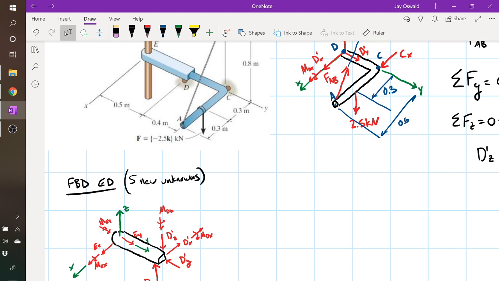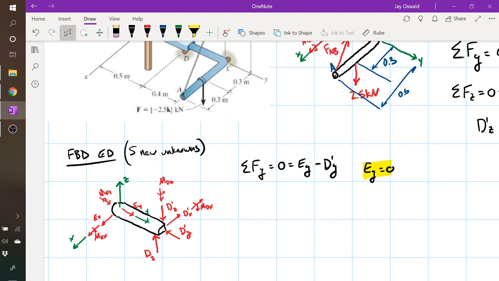Well, you know that EY has to be 0, because D prime is 0. So we could do sum of forces in y, which is equal to EY minus D prime y, but that was equal to 0, so EY is equal to 0. This was actually something we wanted to know, right? Can we do sum of forces in x? Yes, although I don't think we can solve that yet. Well, we don't have D prime. Yeah, we don't have that yet, but we can do it.